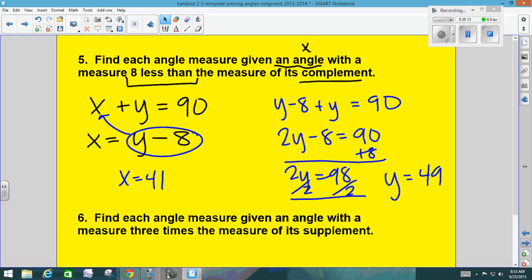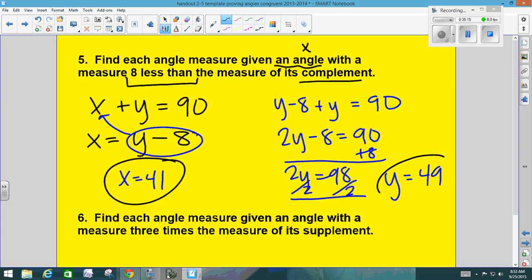Okay. There are your two angle measures. This is the way I like to set them up. Maybe you're someone that can guess and check in your head, but somehow show me that on your paper. How you're thinking it, how you're doing it. Okay. Last one.